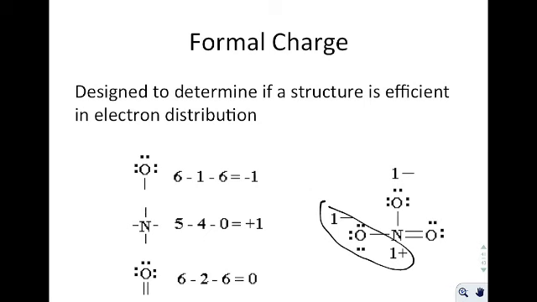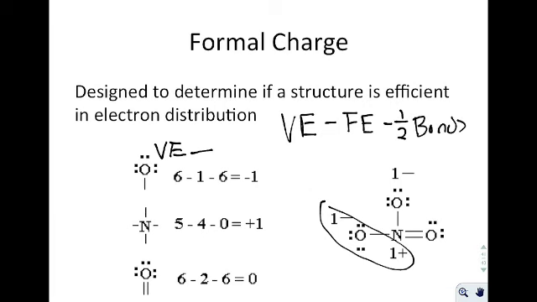So when you look at a molecule, you have to look at the formal charge on each atom. The formal charge is calculated by the number of valence electrons it should have, and then you subtract the number of electrons that it actually has. So you take the number of valence electrons that it should have, and you subtract the number of free electrons, and then you subtract half the bonds.